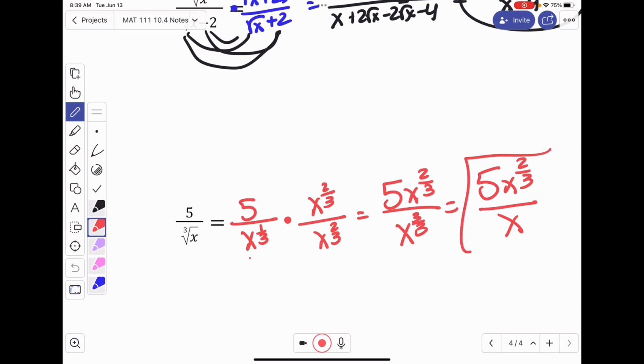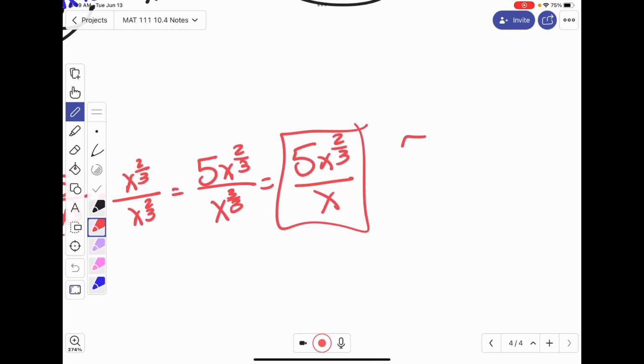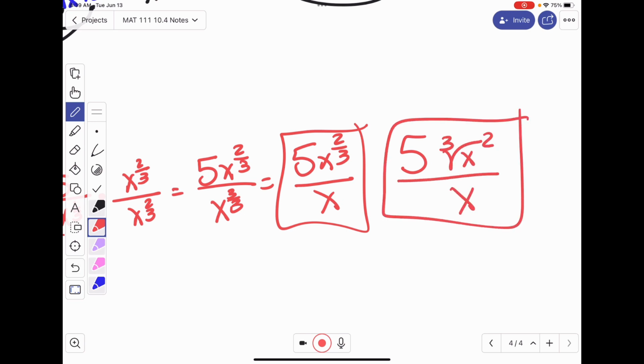So you could leave it like that. If it calls for radical form, then we just have to put the x back into a radical. So either of those two is correct.